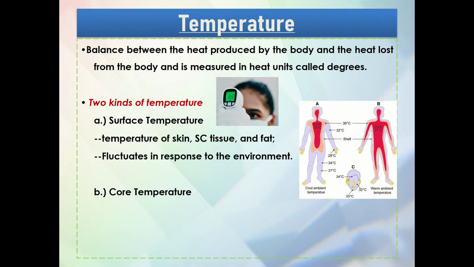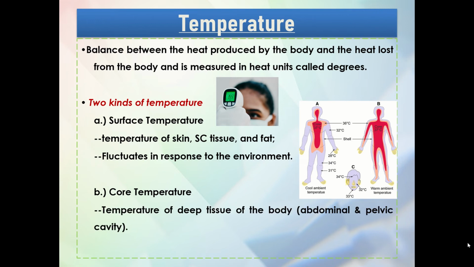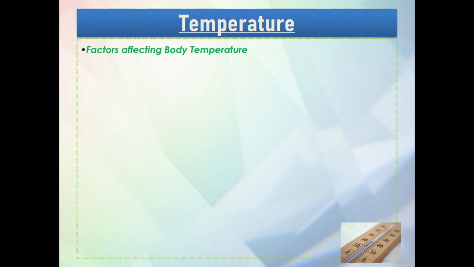So the other type is core temperature. When we say core temperature, this is the temperature of deep tissue of the body, such as your abdominal or pelvic cavity. So this is our core. Ito yung core temperature samples natin sa abdominal and pelvic cavity. So these are the two kinds of temperature, surface and core temperature.